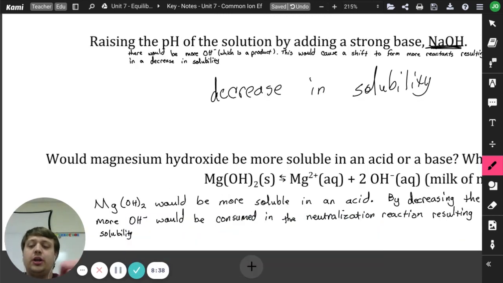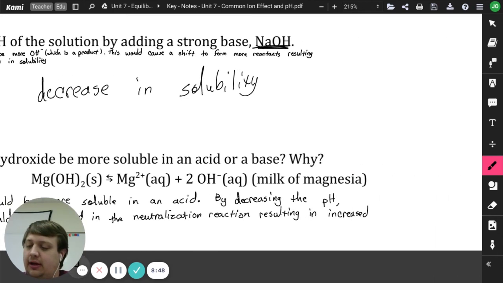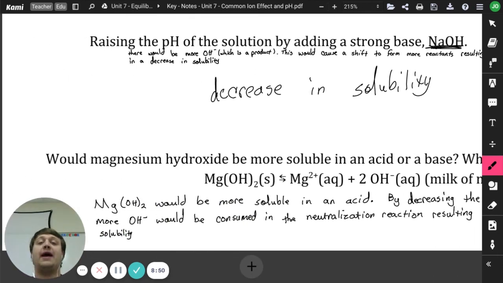Okay, so what you should have ended up with is that magnesium hydroxide would be more soluble by adding it to an acid. That would be because by decreasing the pH, we would have more hydroxide that was able to be consumed in the neutralization reaction, which would in turn result in an increase in the solubility of that reaction.